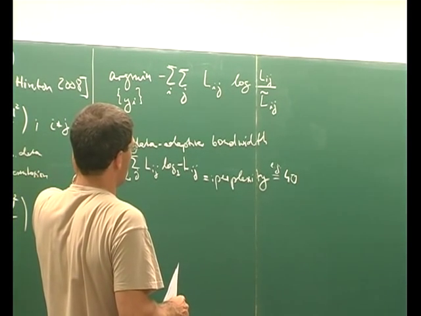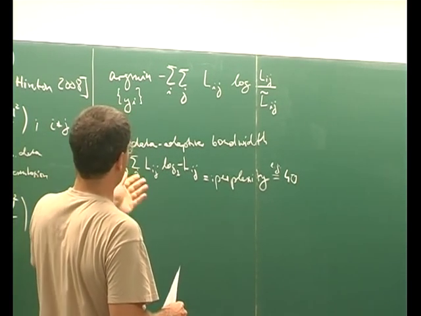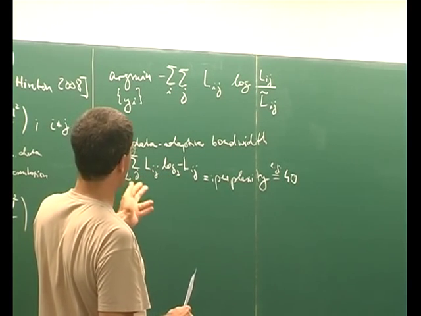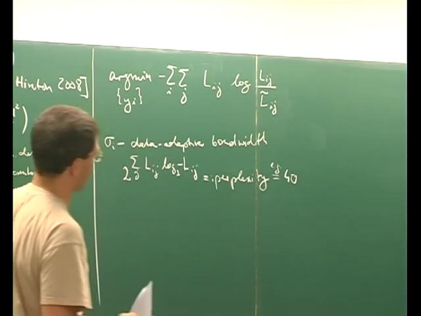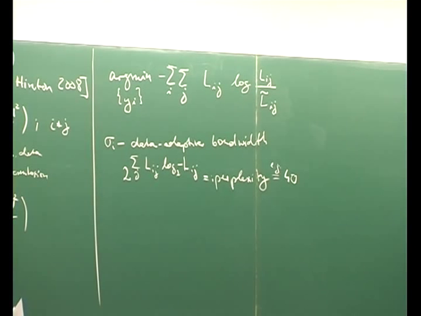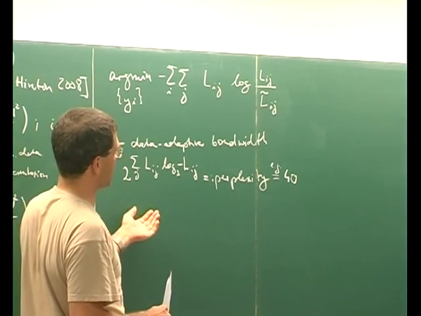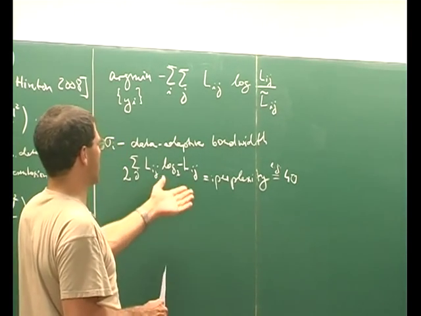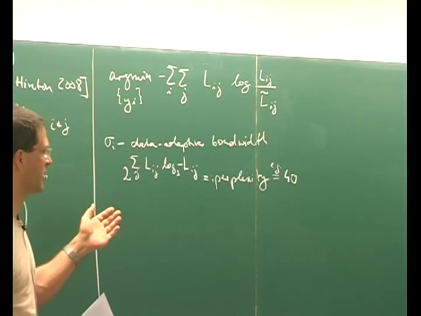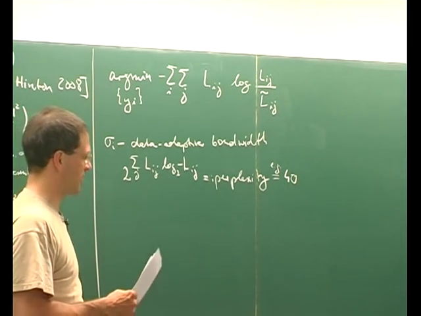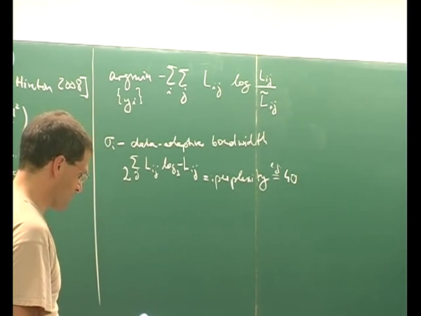And sigma is found iteratively by some kind of line search. The overall effect of this is making the bandwidth, this is something like a soft k-nearest neighbors criterion. So it makes the bandwidth larger in low density areas.